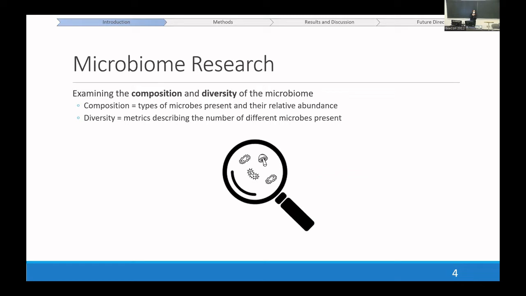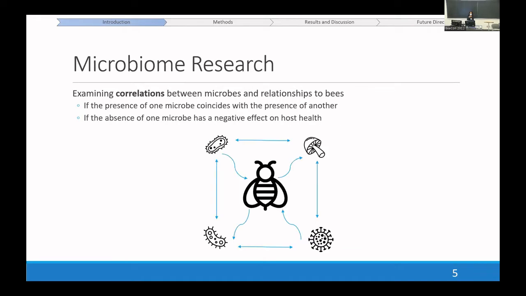So microbiome research in characterizing the microbiome often looks at two things. Firstly, composition and diversity. Composition characterizes the types of microbes present and their taxa, saying what kinds of bacteria, what kinds of fungi are present, whereas diversity is a metric describing the number of different microbes that are present. Another way to look at the microbiome is to examine correlations. So seeing if the presence of one microbe predicts the presence of another, or if the absence of one microbe has a negative effect on host health or with the other microbes in the microbiome.